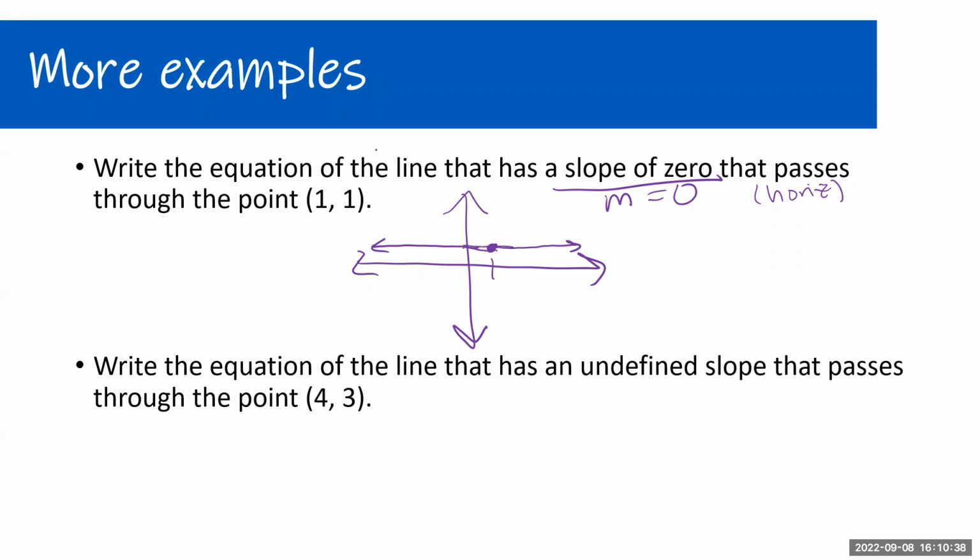If you know that the slope is 0, whatever y value it is at x equals 1 is the same y value it is at x equals 1,000,000. So this is simply going to be y equals 1. Okay.